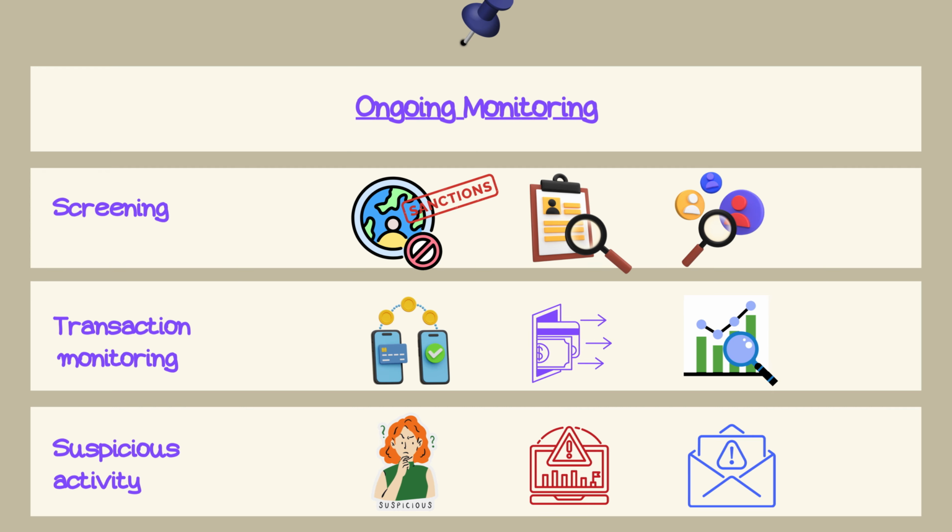Transactions are continuously monitored for unusual activity, like sudden large transfers or patterns that don't match the customer's profile. Now done with theory, let's get to the meat of the work and see a real-life example. Let's distill the HSBC case.